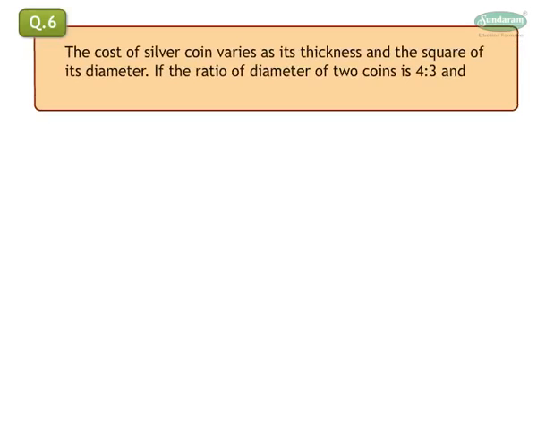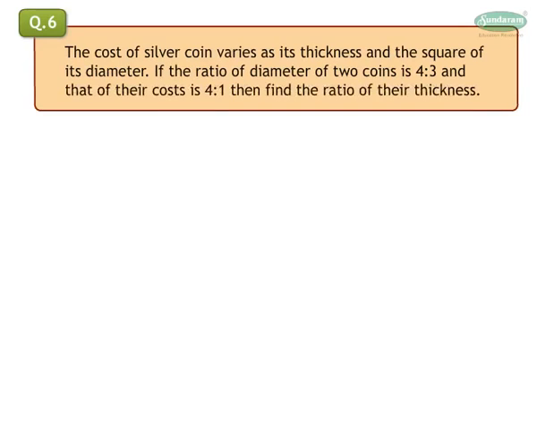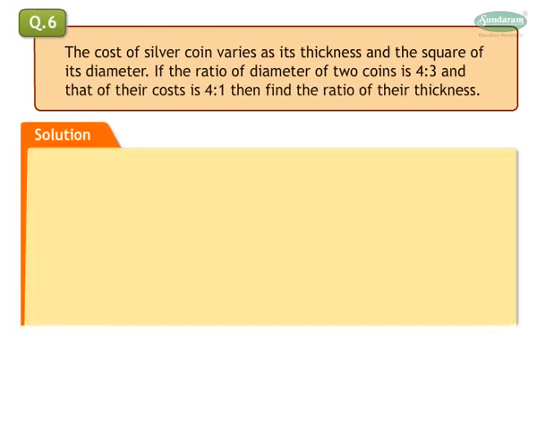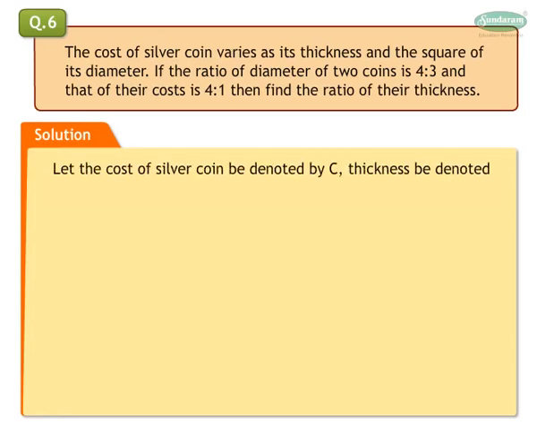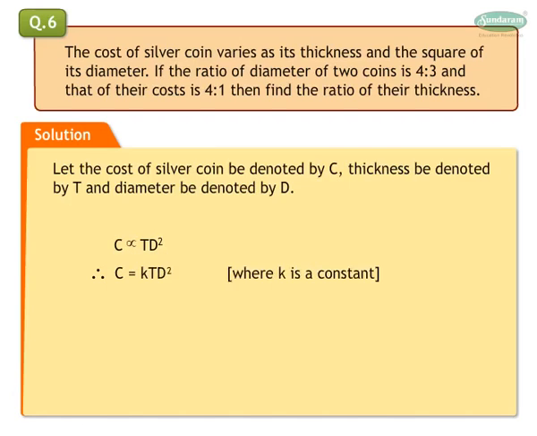Question 6. The cost of silver coin varies as its thickness and the square of its diameter. If the ratio of diameter of two coins is 4:3 and that of their costs is 4:1, then find the ratio of their thickness. Solution. Let the cost of silver coin be denoted by C, thickness be denoted by T, and diameter be denoted by D. Now it is given that the cost of silver coin varies as its thickness and the square of its diameter. C is equal to KTD square, where K is a constant.